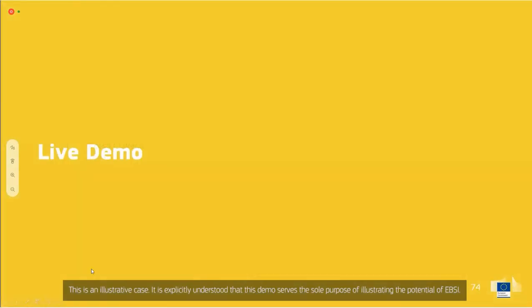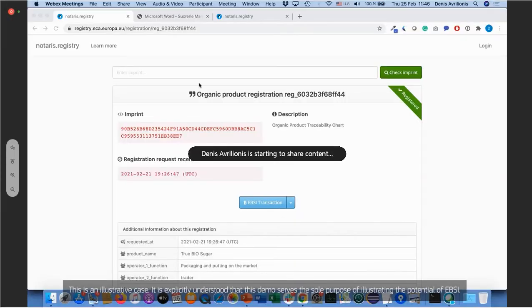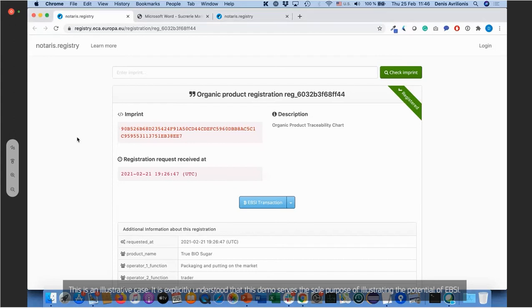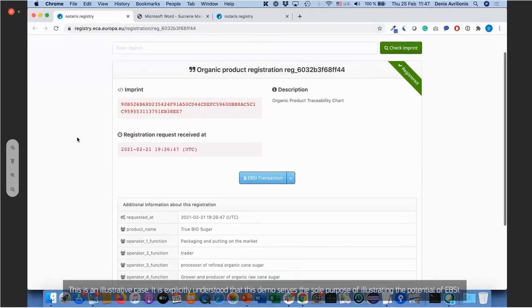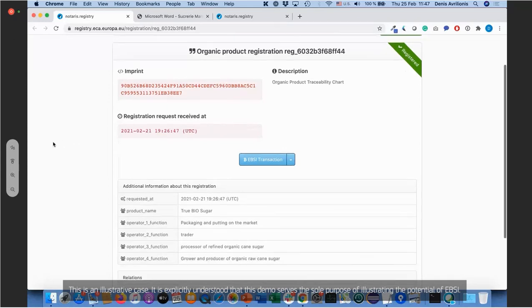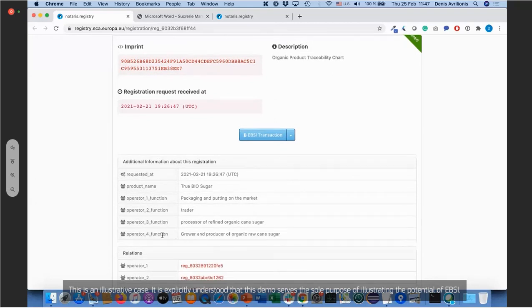Excellent, Ingrid. Thank you very much. So I'm switching to the same screen that was being copied on the slides of Ingrid. So what you see here is the same chart. So this is the notarization of the traceability chart of true bio sugar. This is an example typically of information that is not a document. Basically, this could be a record on a database. So what you see here is the chain, as Ingrid explained.